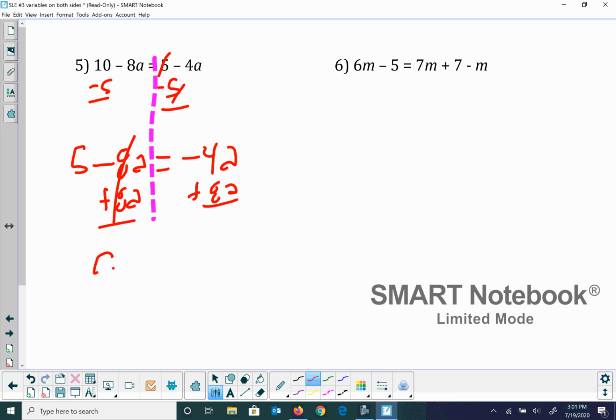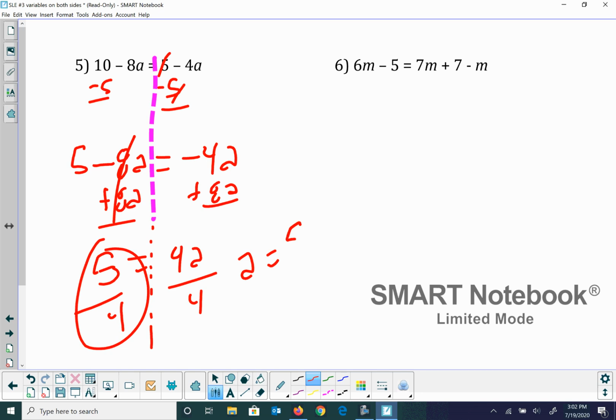Those cancel, so I get 5 is equal to negative 4a plus 8a. So that's like 8a minus 4a. So that's going to give me a 4a. Continue our little dotted thing. Divide each side by 4. So it looks like I'm going to get a equals, what is that, 5 over 4? And again, I left it as an improper fraction, 100% appropriate.